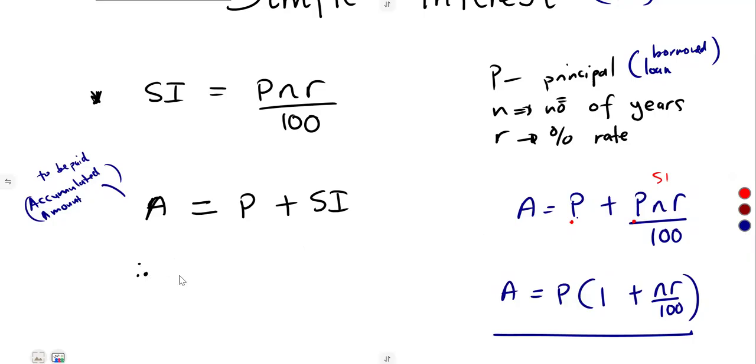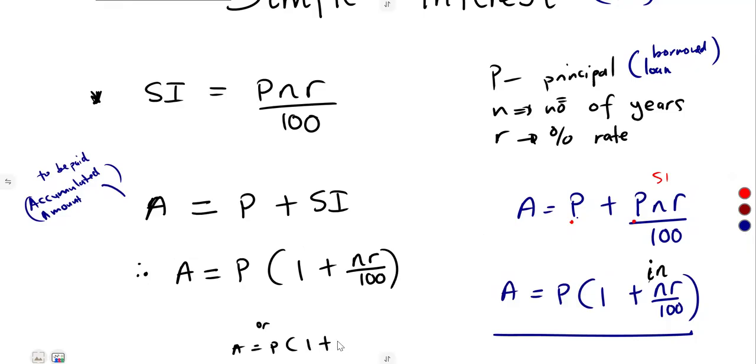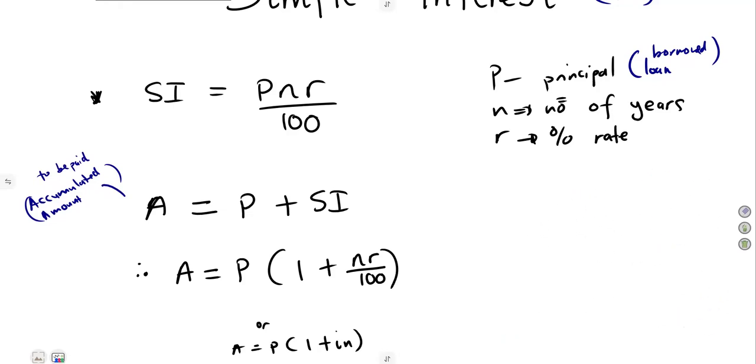It therefore follows that the amount can be written as P into 1 plus N R over 100. Some textbooks, in place of this, use I N, where I is the interest as a decimal times the number of years. So you can have it that way, A is equal to P into 1 plus I N. When you use this I, it is as a decimal.